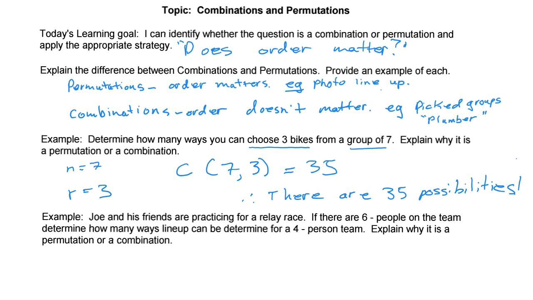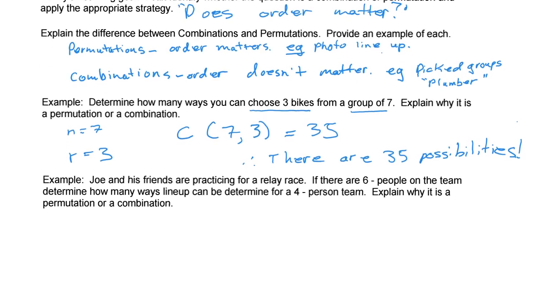Now, remember what I told you. The reason why it's a combination is because this is a group and we haven't identified unique members in the group. Good? Moving on. Let's take a look at this next problem.